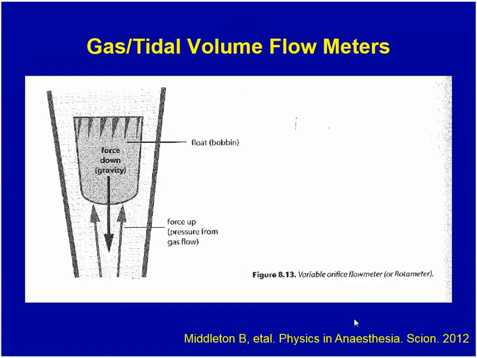This illustrates the principle here. So we have the bobbin, which has a certain weight, and we have flow coming up from below, and as it goes around the narrowing between the bobbin and the tube, there's a pressure gradient, and this pressure gradient, when things are stable, exactly balances the weight of the bobbin. As the flow increases, the pressure gradient increases, and the bobbin moves up until it stabilizes at the new circumstance.